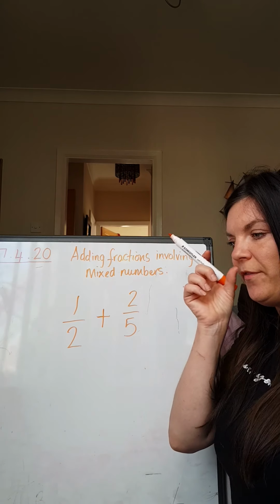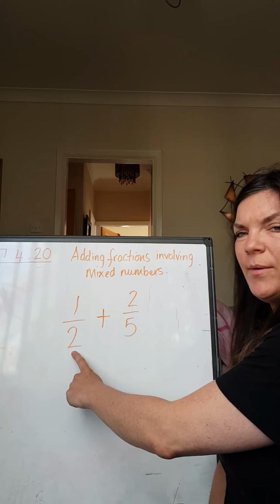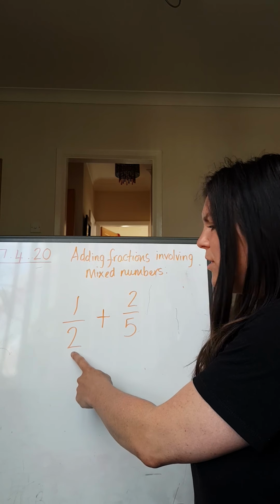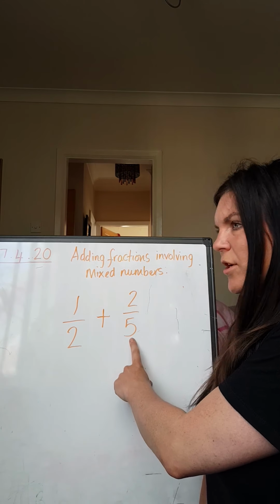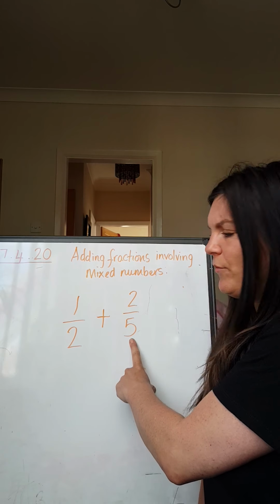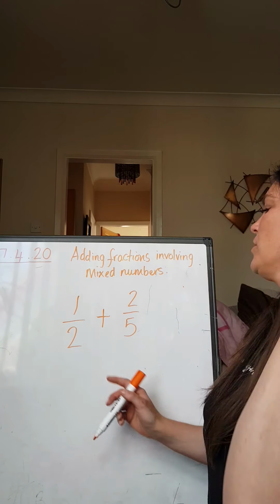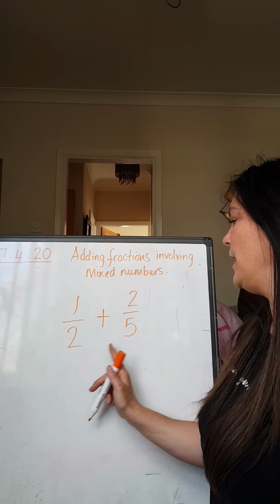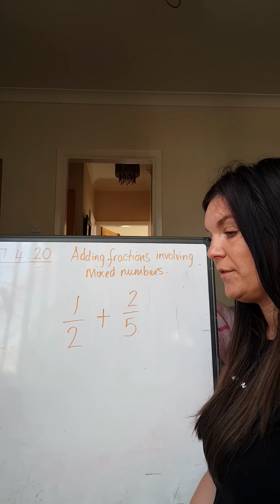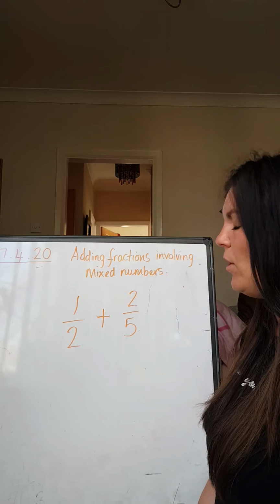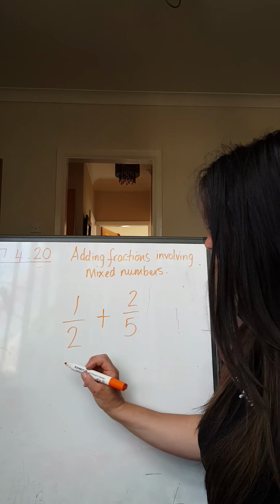1/2 add 2/5. Now, I can't turn 2 into 5 because 5 is not in the 2 times table. I can't turn 5 into 2 for the same reason. Okay, I can't divide it and turn it into 2 because this is not a factor of 5 and 5 is not a multiple of 2. So what could I do? I'm going to let you into a little secret here.